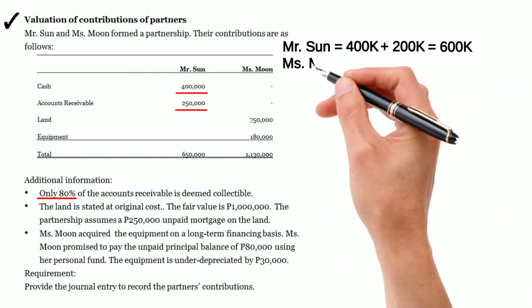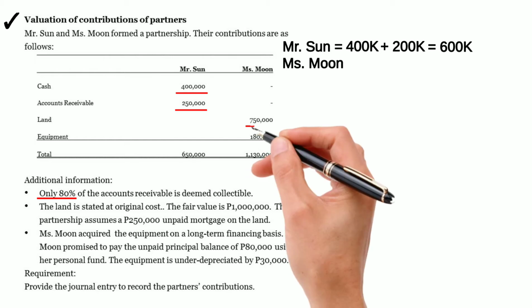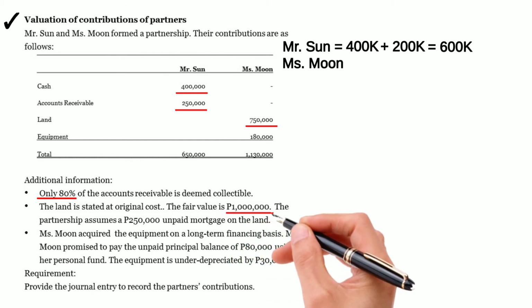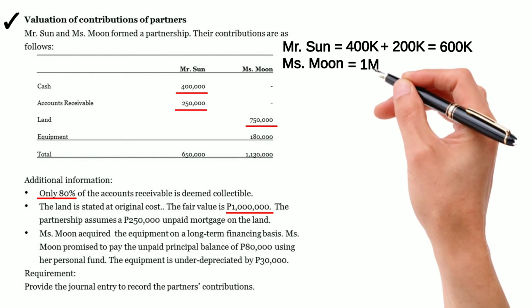How about Miss Moon? Si Miss Moon, meron siyang ininvest na lupa, land. Ang cost ng land ay 750,000 pesos. Pero ang fair value ay 1 million pesos. Land is a non-cash asset. So therefore, ang susundin ay fair value, 1 million pesos. Ilagay na natin yung 1 million pesos.